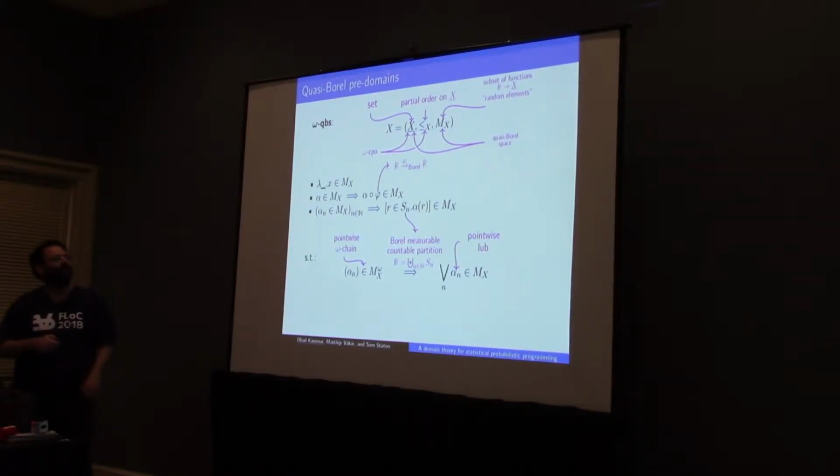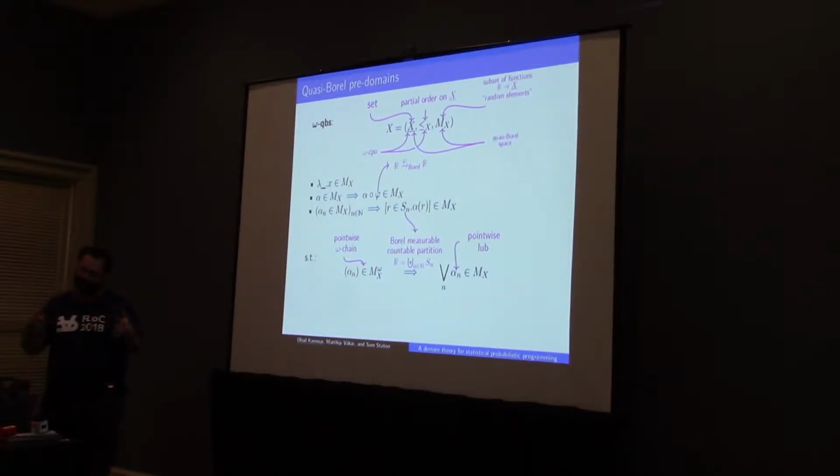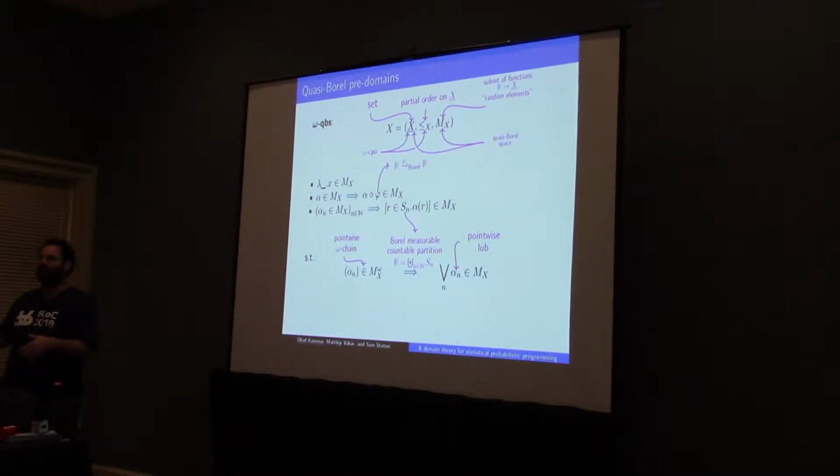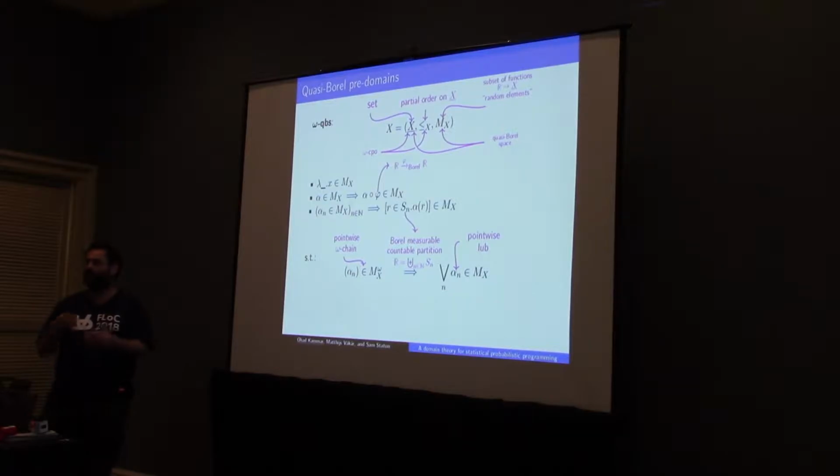Okay, so the data we have is an omega CPO together with a quasi-Borel space structure, and they have a compatibility condition. Having an omega CPO structure on X gives me a pointwise omega CPO structure on MX. Only it might not be closed under lubs, and this is exactly what we ask.